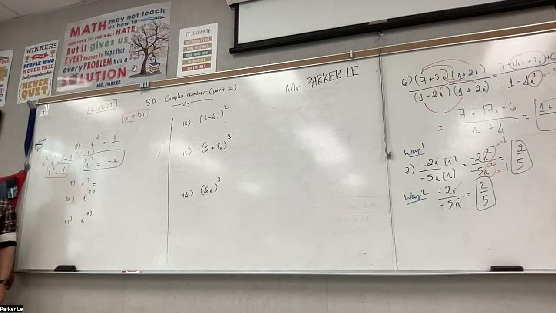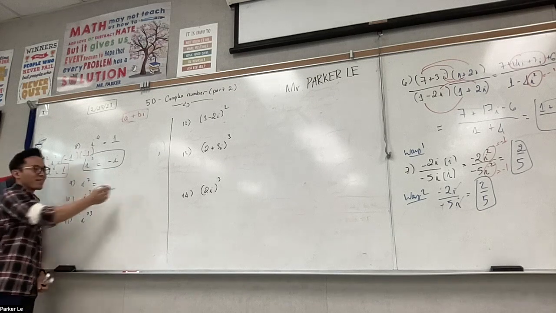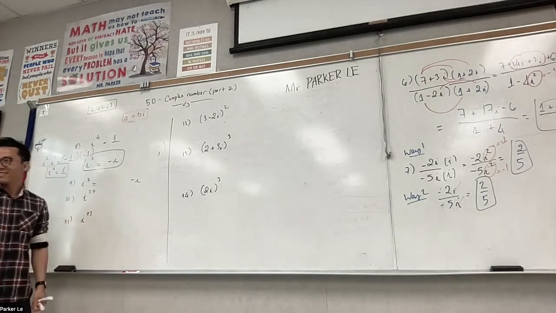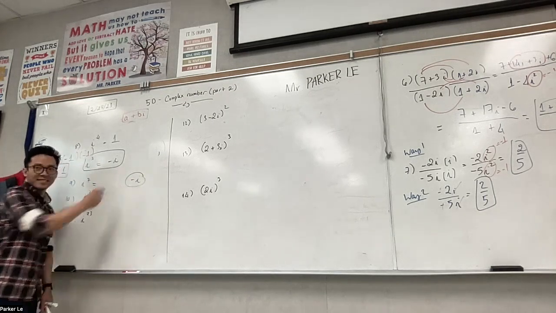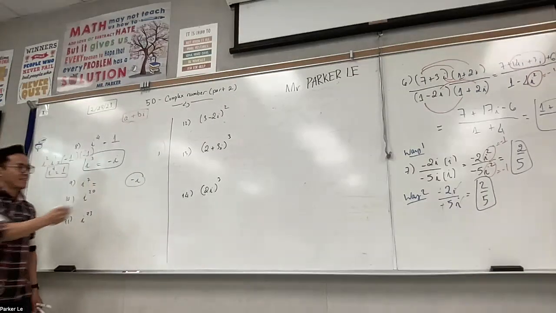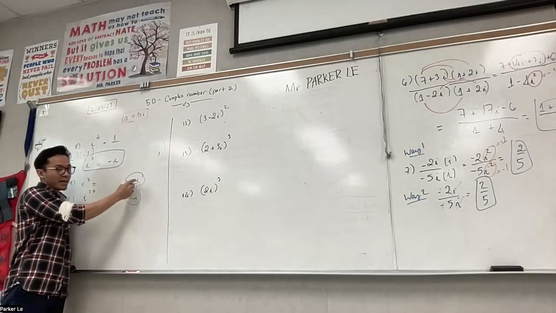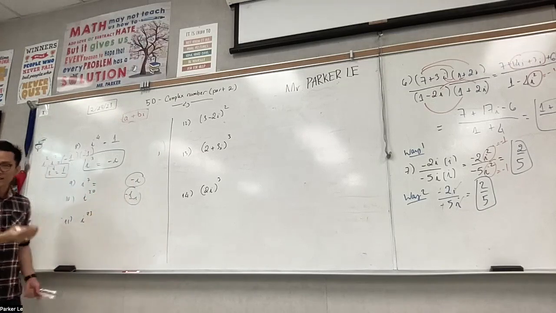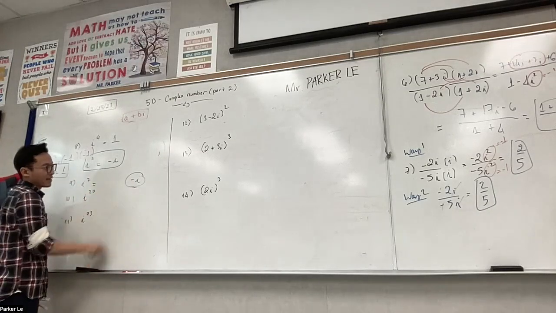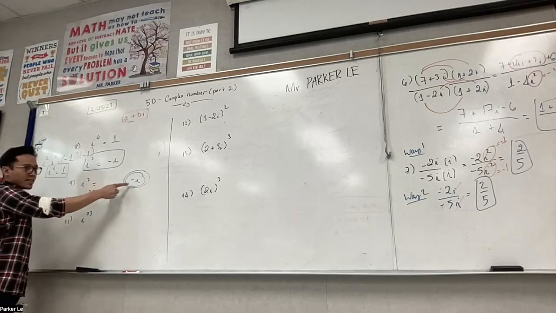Now, what is i to the 7th? Negative i. Negative 1 times i is negative i. So you have the same answer here. It is correct. How did you get this?